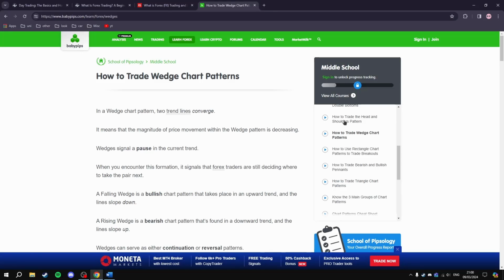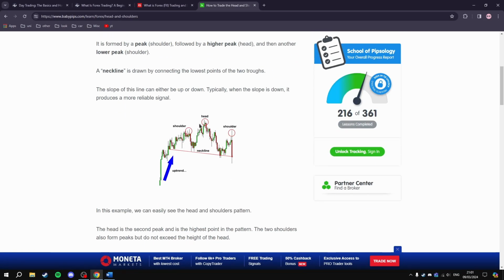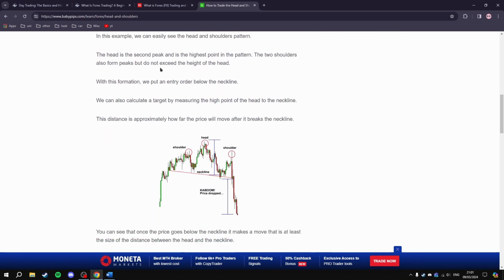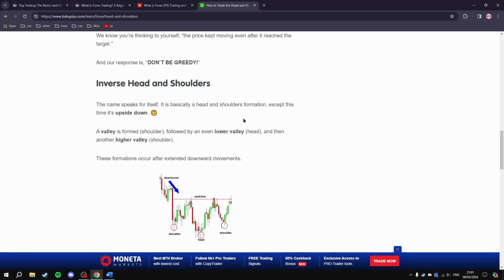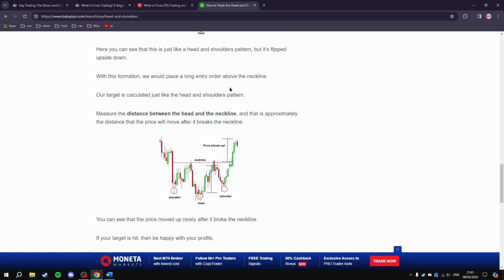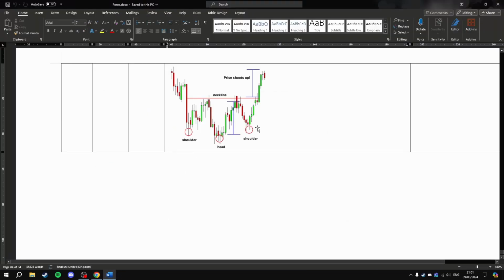So in the last video we went through how to trade the head and shoulders pattern, basically shoulder, head, shoulder, and we've got the neckline here, got the uptrend going up. The length from the top of the head to the neckline is pretty much how much the price is going to rise or drop. We met the inverse head and shoulders, basically the opposite of the head and shoulders. And now we're on how to trade wedge chart patterns. So let's get started.